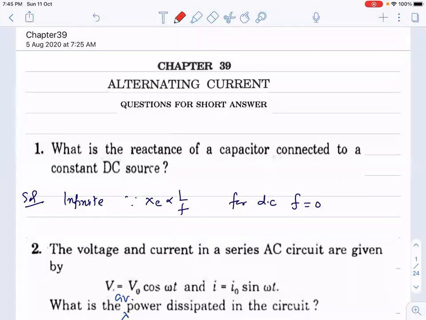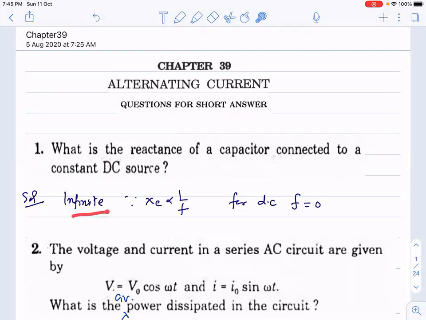Okay, we'll see chapter 39, alternating current. Questions for the short answers first. Let's see question number 1. What is the reactance of a capacitor connected to a constant DC source?